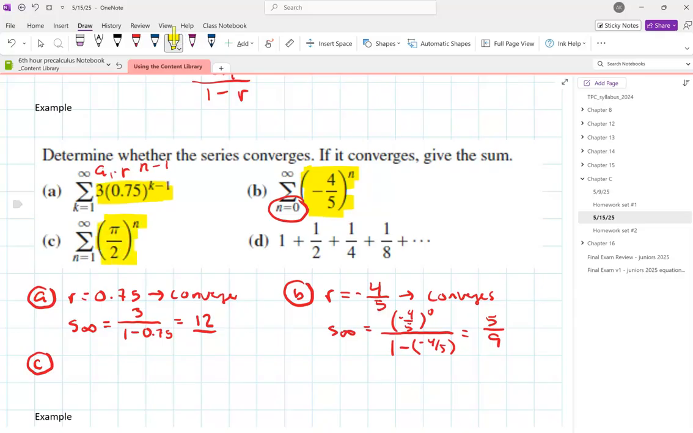Again, notice that this one is the same kind of setup as the previous one. So I know that the R, again, is going to be pi over 2. But wait a second, pi is like 3.14. Divide by 2, that's bigger than 1. That thing diverges. I don't have to do anything else.